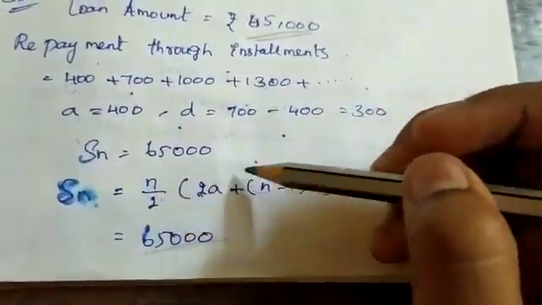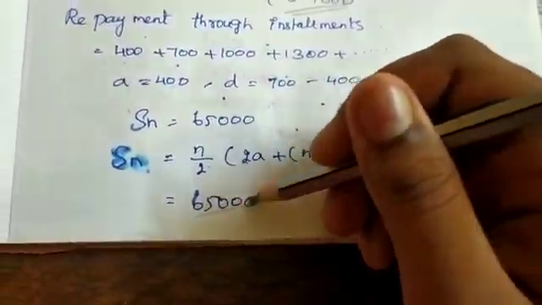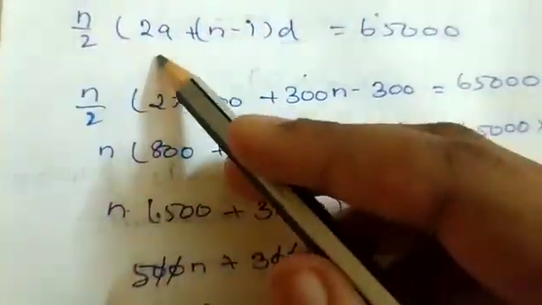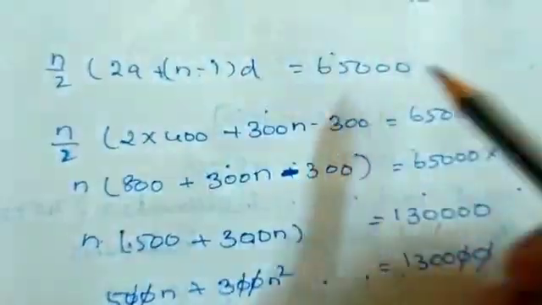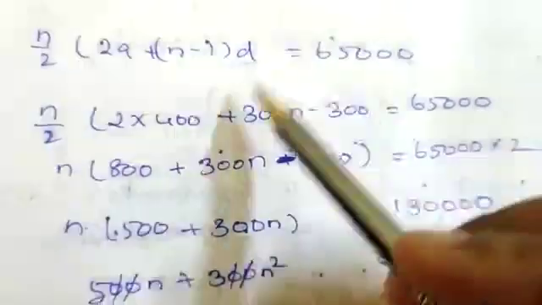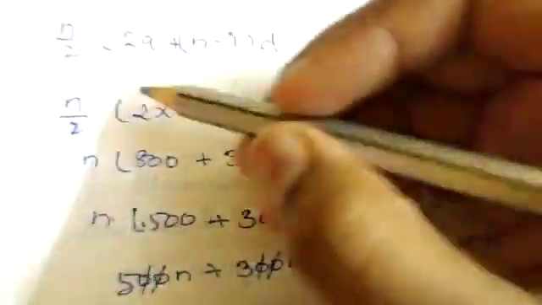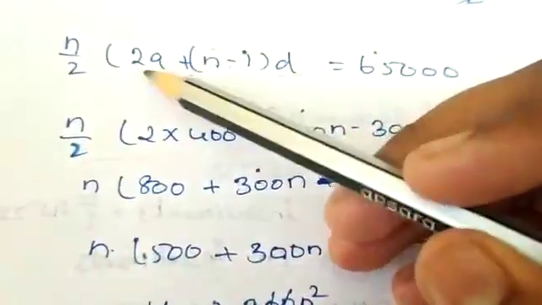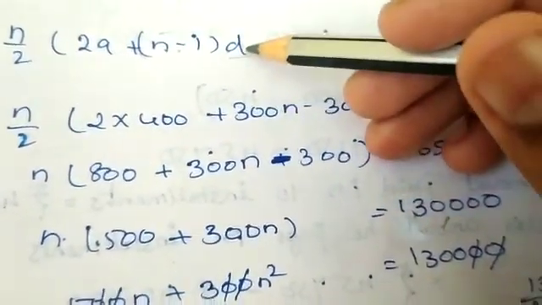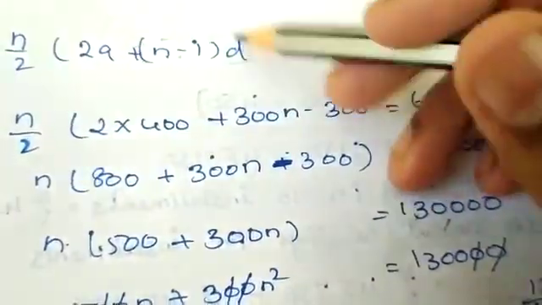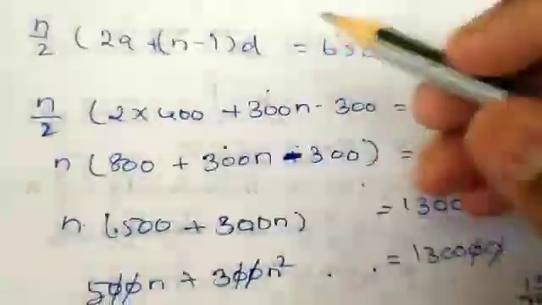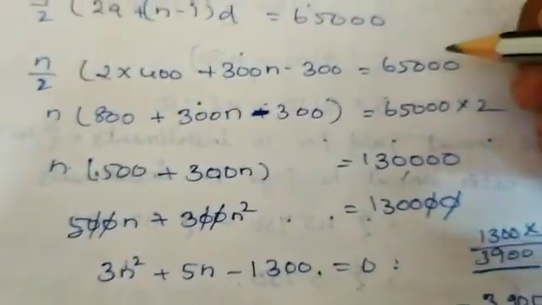So Sn equal to n by 2 into 2a plus n minus 1 into d, that is equal to 65,000. It is given in the question. So n by 2 into 2 into 400 plus 300n minus 300, because a equal to 400 you know and d equal to 300 you know. So when you multiply d into n, that is 300n, and d into minus 1 which is minus 300. Okay, that is equal to 65,000.